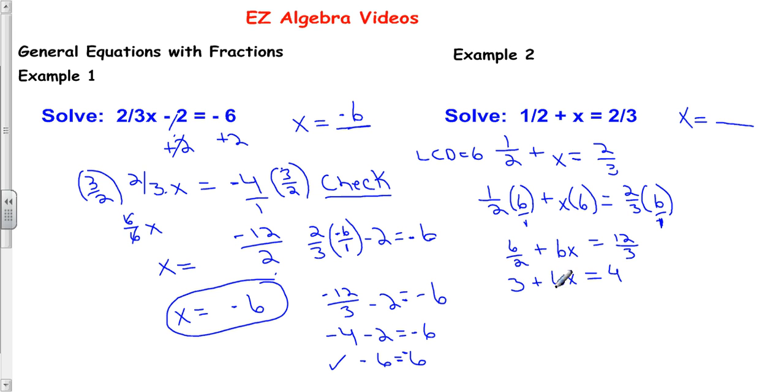So what we're going to do is now we can go ahead and solve. This is a positive 3, so we're going to subtract 3 from both sides. That's going to give us 6x equals 4 minus 3, which is 1. X has been multiplied by 6, so we're going to divide by 6 on both sides. That eliminates the 6. We end up with x equals 1/6. And that's our answer.